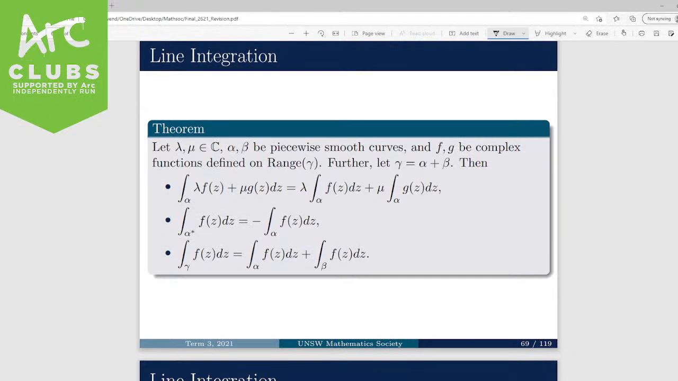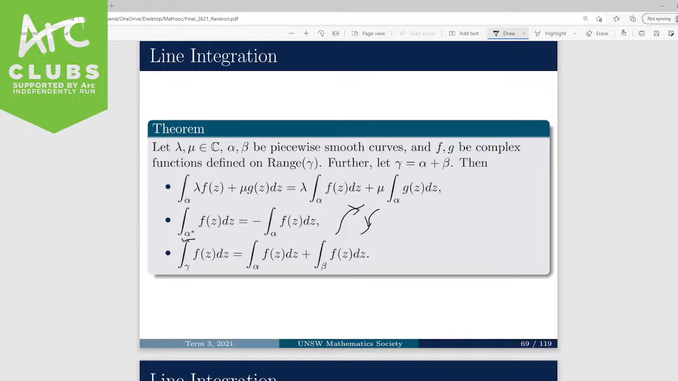Once again, there's not really any plot twists when it comes to the properties. You can still split up integrals. You can still chuck out constants. If you're integrating along the reverse, it's just negative. So here you can see, remember alpha star is the reverse curve. It's just negative of your original curve because you go one direction and then you go the other direction. Yeah, it's just your typical flipping the bounds, so your integral gets a negative slapped in front.